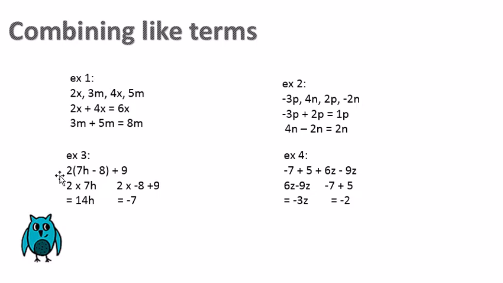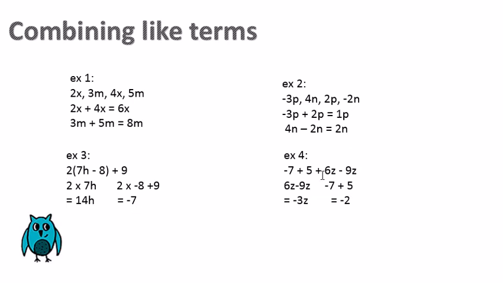Let's give you two more examples here. You've got 2 times 7h minus 8 plus 9. So of course you're going to do these two together. You're going to distribute this 2 across both sides of this problem. This 2 will be multiplied by the 7. The 2 will be multiplied by the negative 8 and the positive 9. And so you will get an answer on this side and you will get an answer on this side.